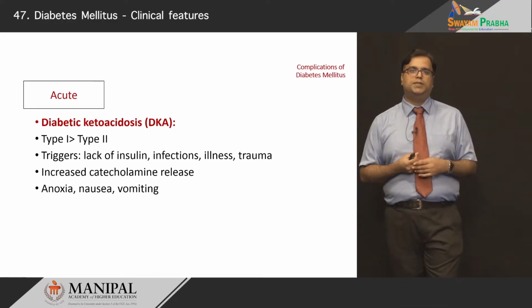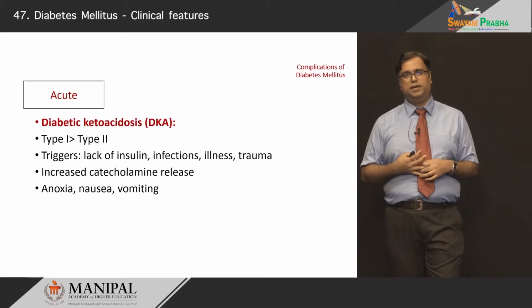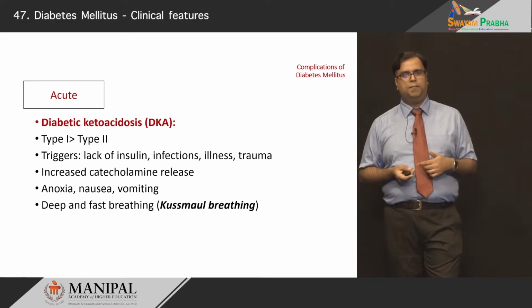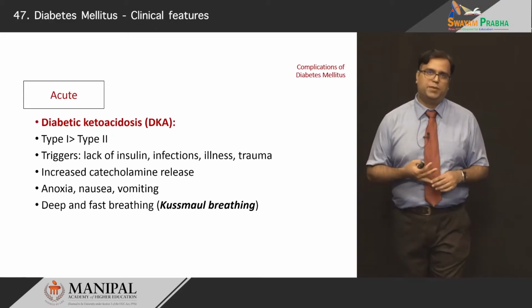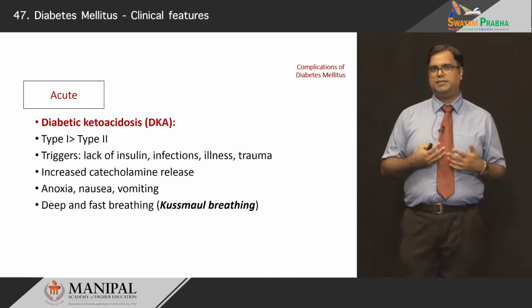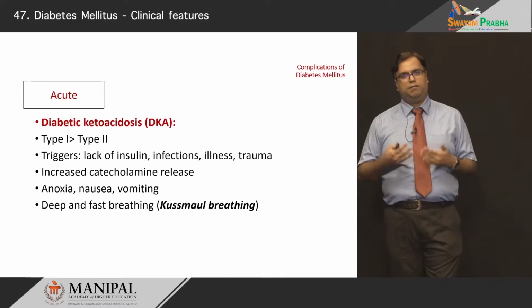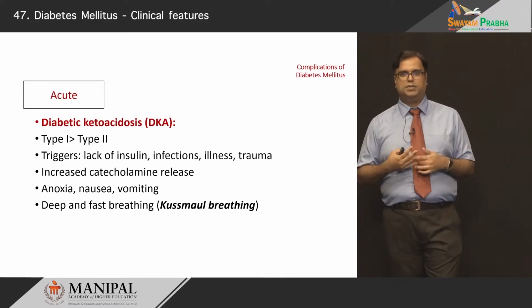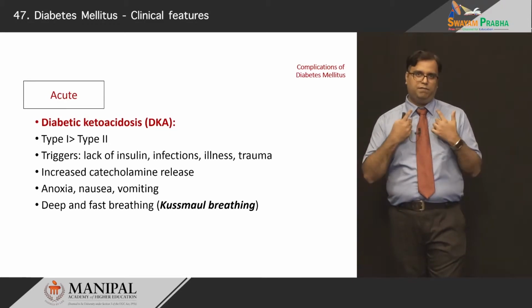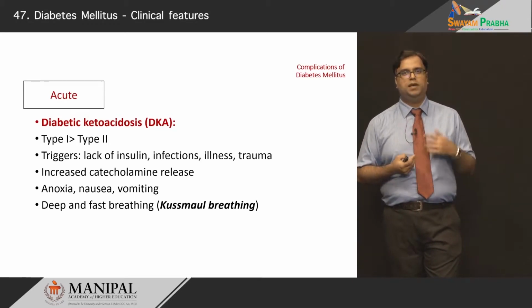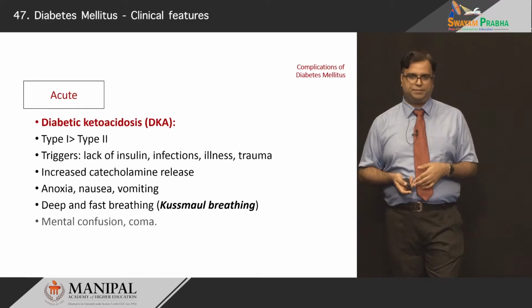The patient usually comes to you with a severe sense of uneasiness and anorexia. They will have vomiting tendencies and a very nauseous feeling. If you look at the respiratory rate, it is very high: a very deep and fast breathing pattern, what is called Kussmaul's breathing, and they will have a very fruity odor in their breath because of the ketone bodies.